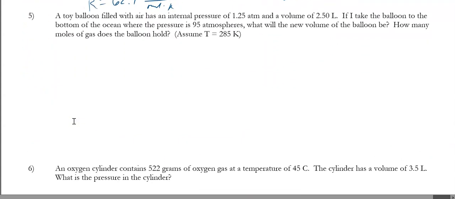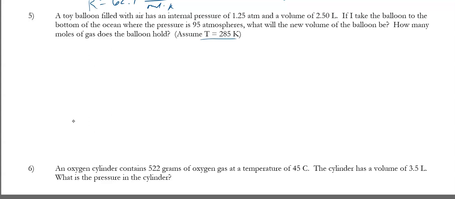Number 5: a toy balloon filled with air has an internal pressure of 1.25 atmospheres and a volume of 2.5 liters. If I take the balloon to the bottom of the ocean where the pressure is 95 atmospheres, what will the new volume of the balloon be? And this is a two-part one. It says, and then how many moles of gas does the balloon hold? And it's saying assume the temperature is 285 Kelvin throughout the whole process.